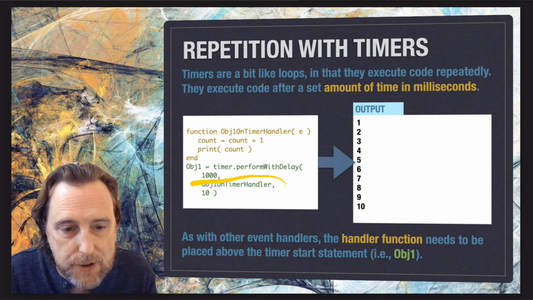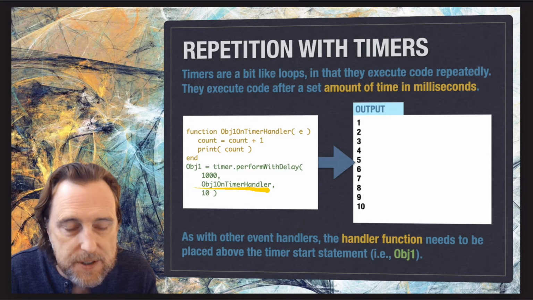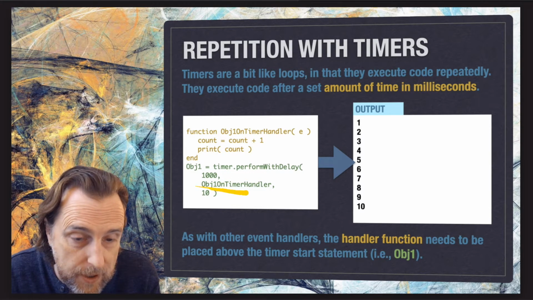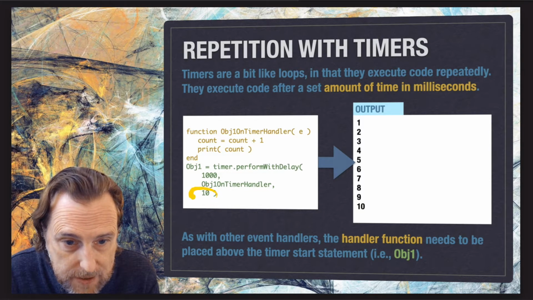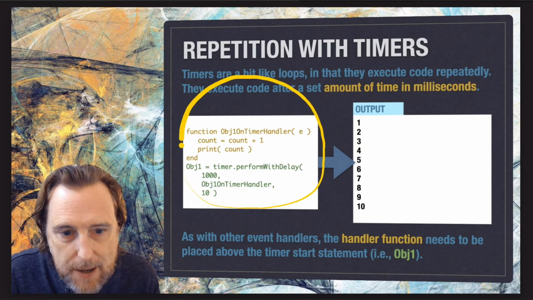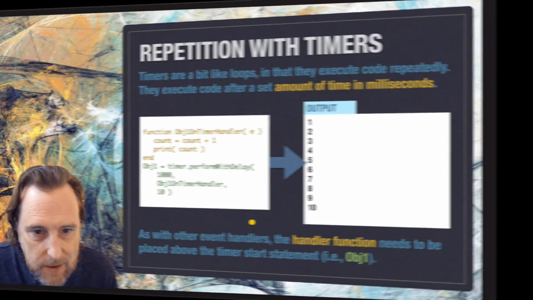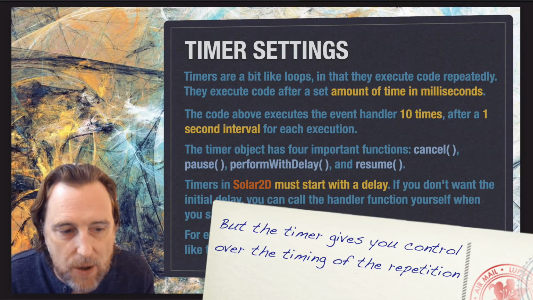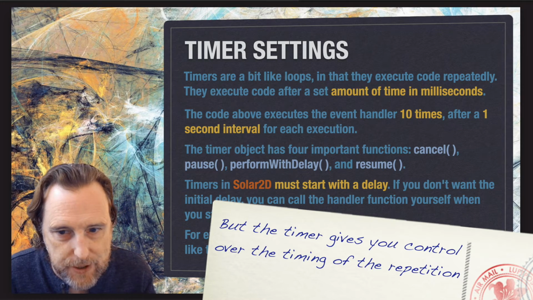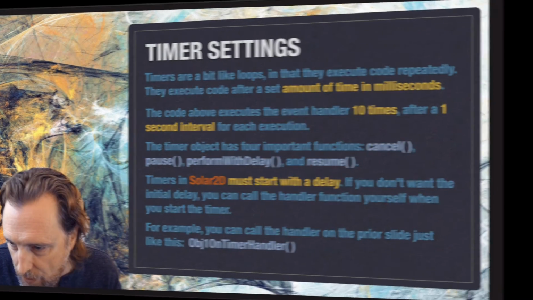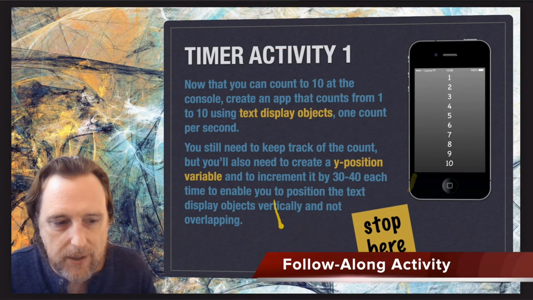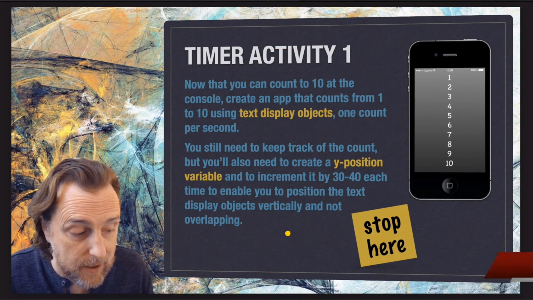You pass it a function to run. Object on timer handler is a variation that was written by Draw No Code, and then you give it the number of times you want it to repeat. So this is a complete example here that would count to 10, but instead of spitting out 1 to 10 as fast as it could possibly do it, it'll count it out 1 per second. So I have an activity in the keynote, but I'll leave that one for you to do.